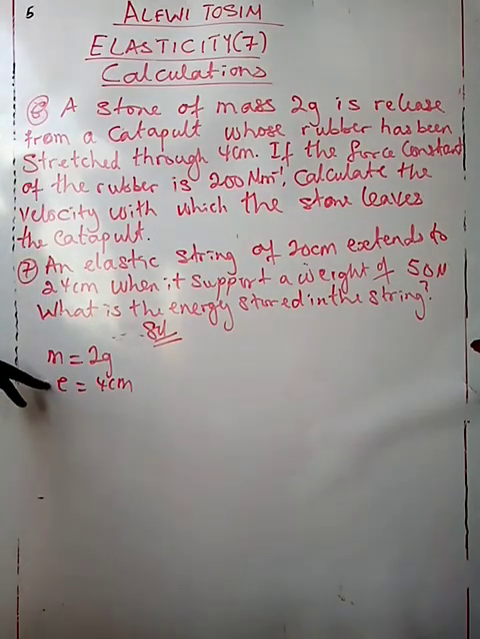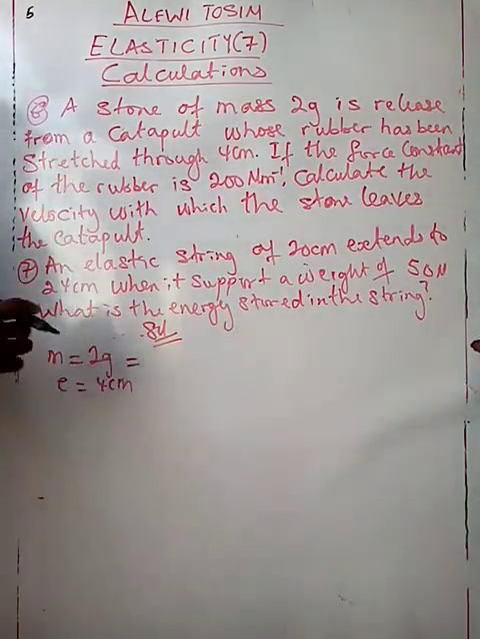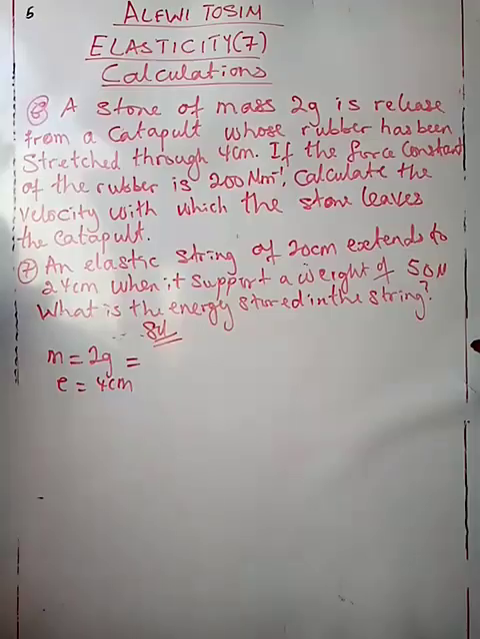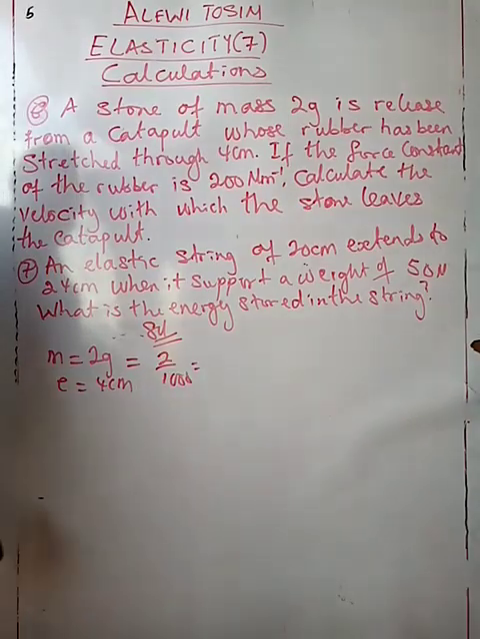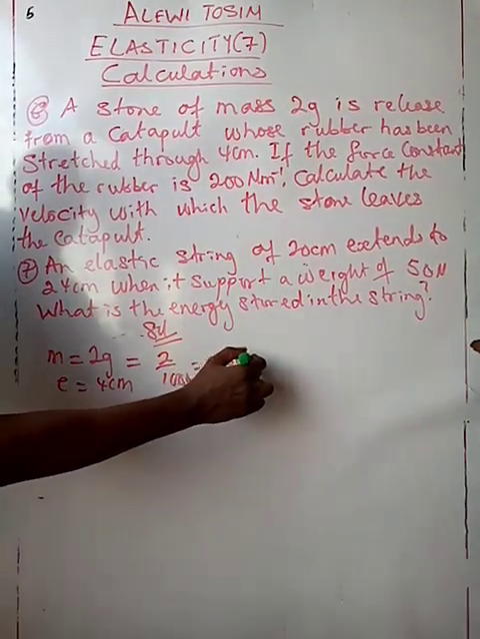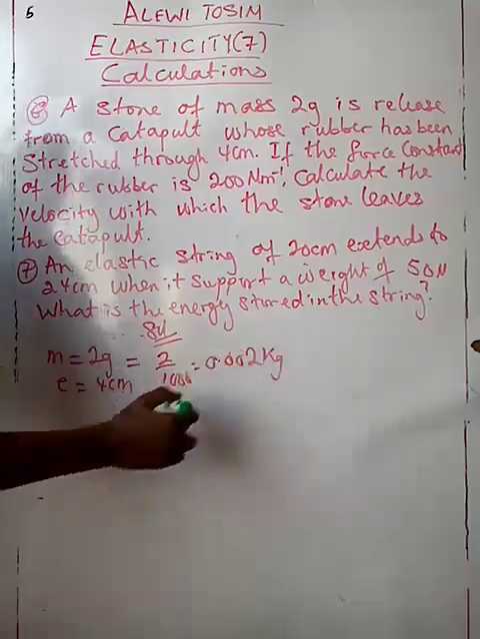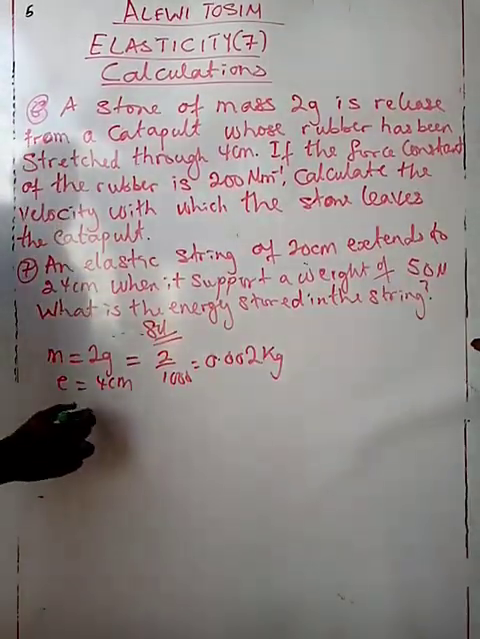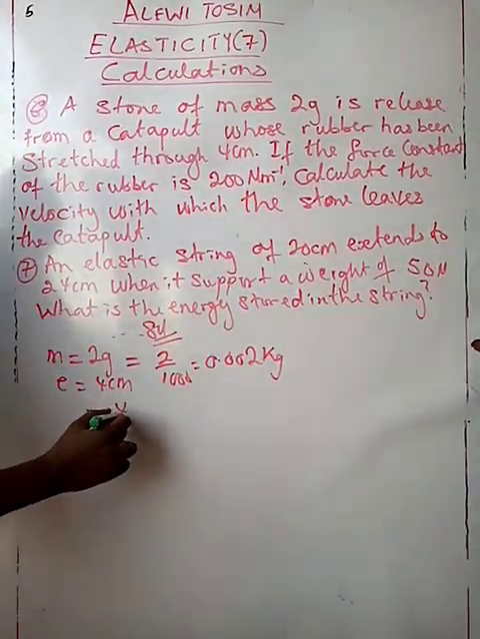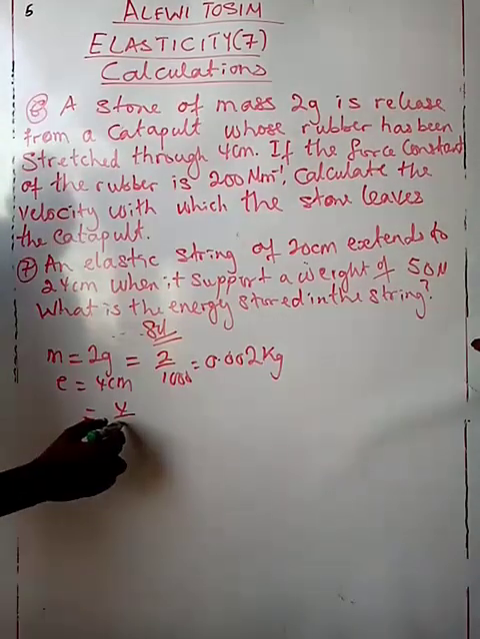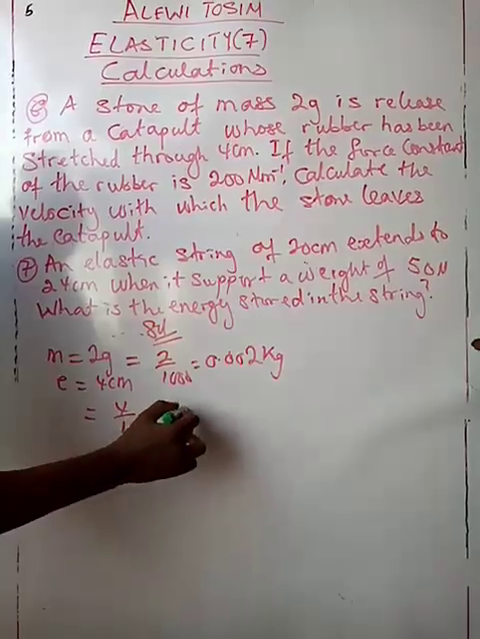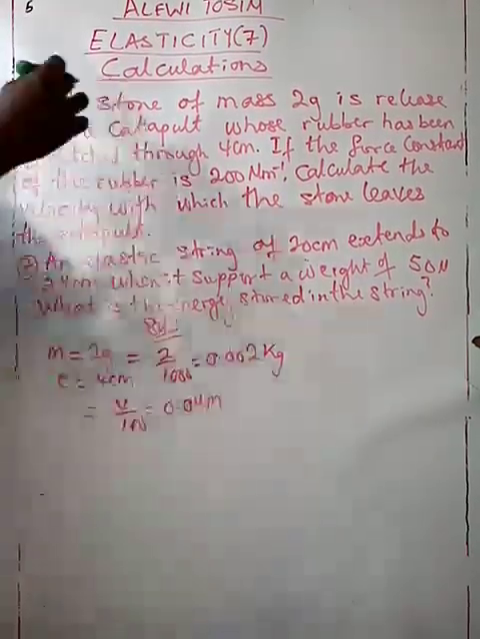So we are given our mass here as 2 grams. Note, we need to convert this. The SI unit for mass is kilogram, which means we need to convert this 2 grams to kilogram, by saying 2 over 1000, which gives us 0.002 kilogram. Now our extension is given as 4 centimeters, so converting centimeter to meter, we divide by 100, which is 0.04 meters.